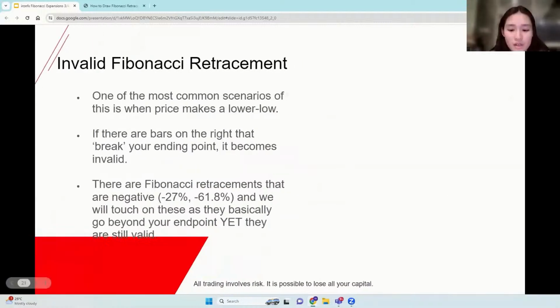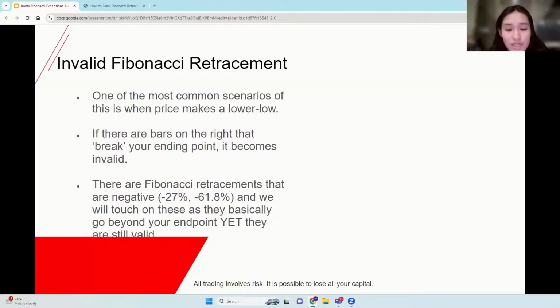Okay, so a pretty important point over here: what makes an invalid Fibonacci retracement? So this is one of the most common scenarios where we see price making a lower low, assuming that you're drawing the Fibonacci retracement from the top to the bottom. So it's making a lower low, and there are bars on the right that break your ending point. It then becomes invalid. So there are Fibonacci retracements that are negative, like we've just gone through in the previous slides. So those are valid.